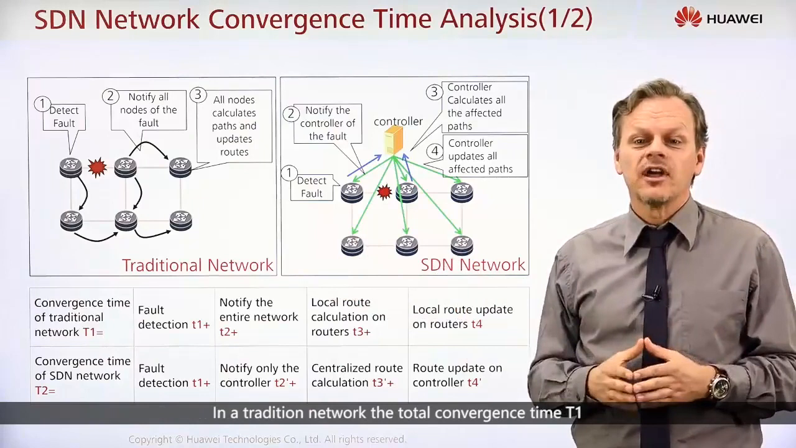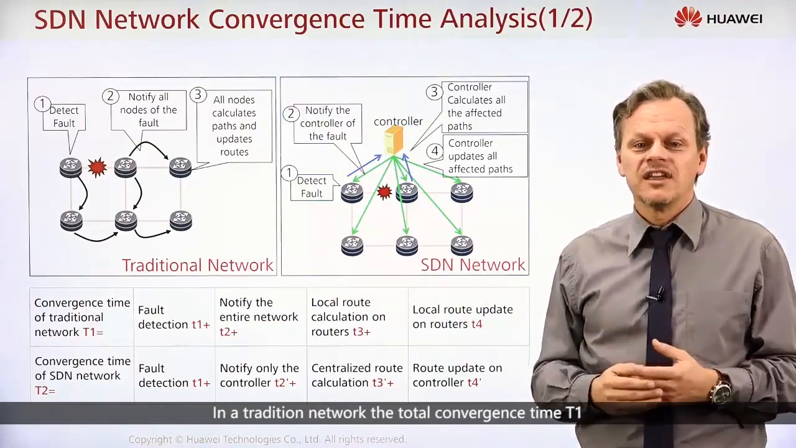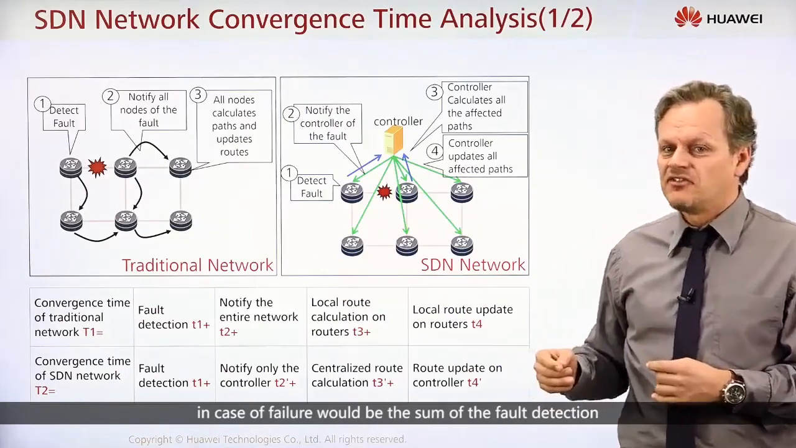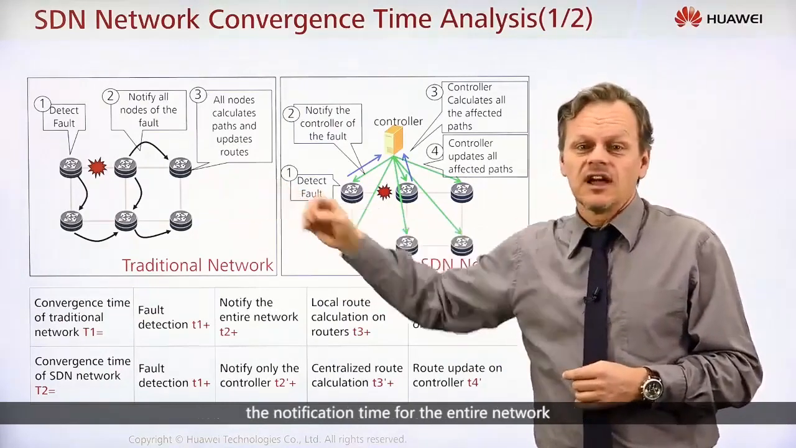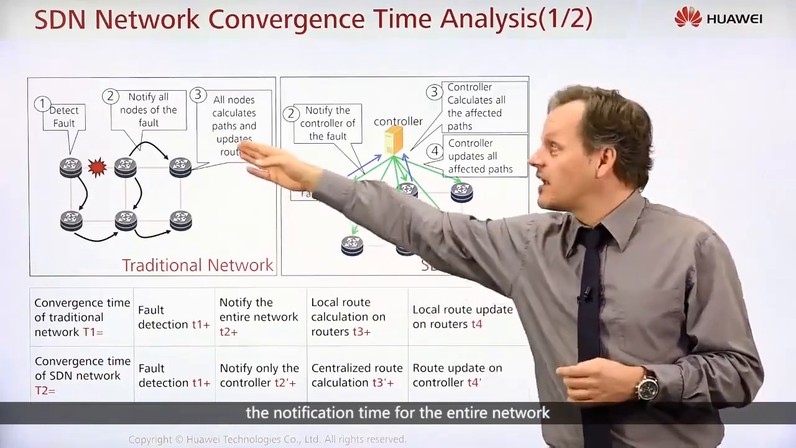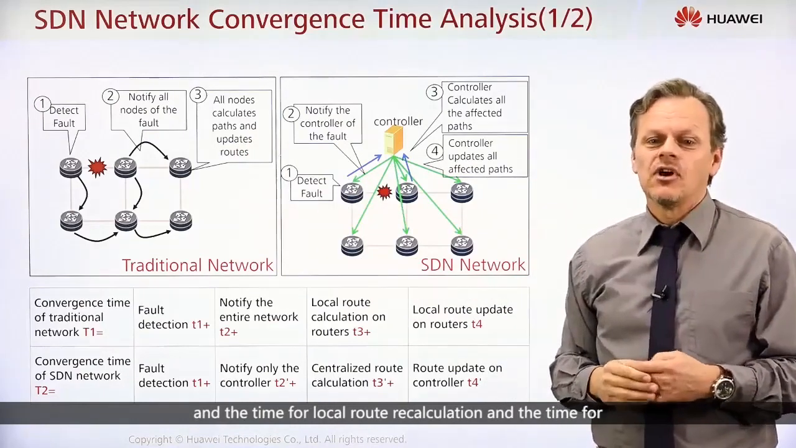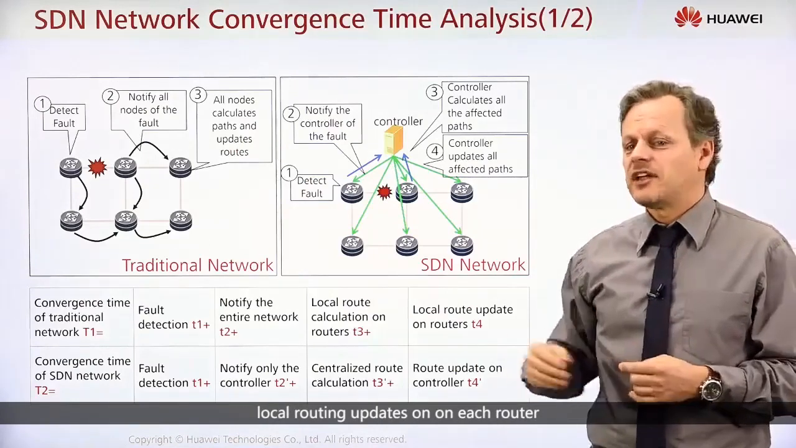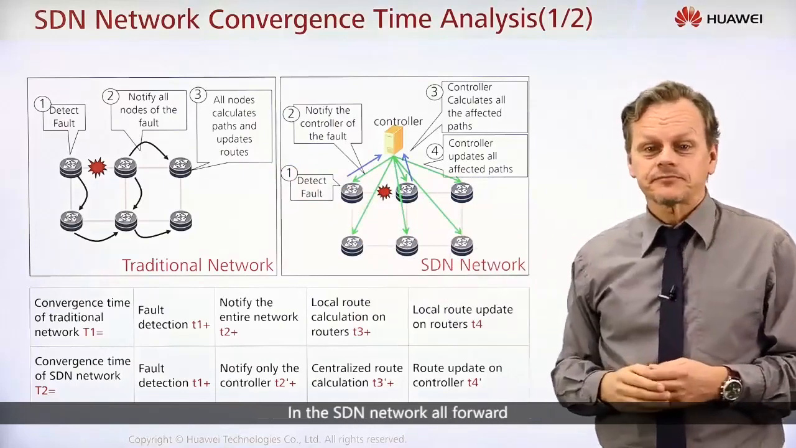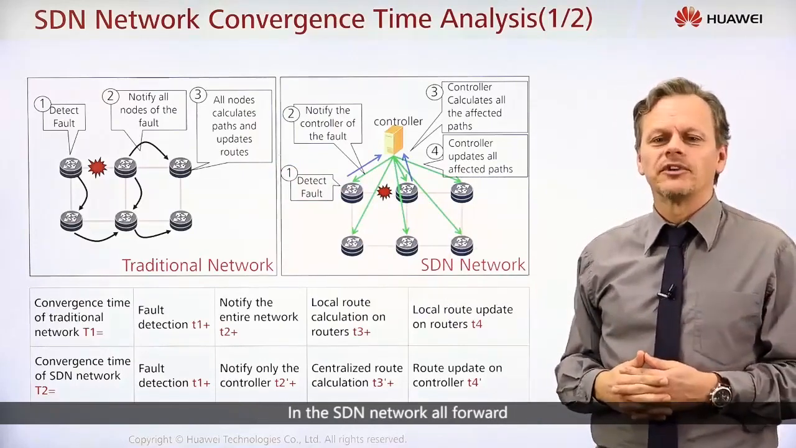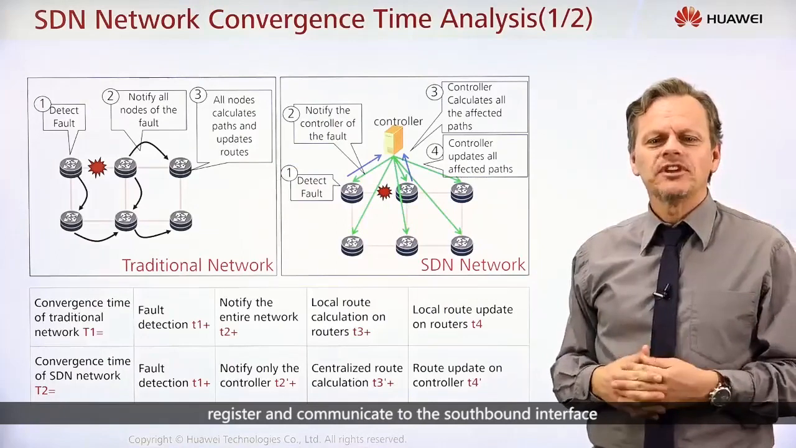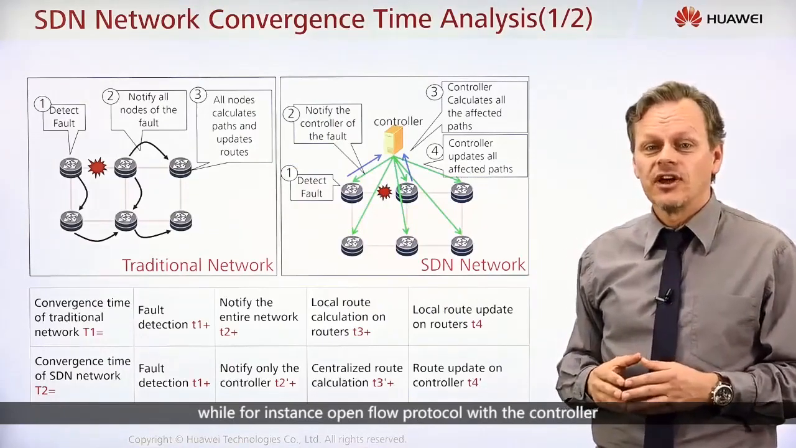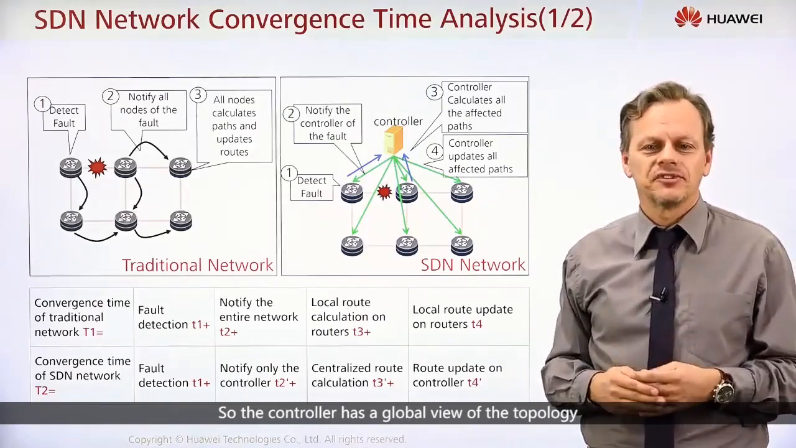In a traditional network, the total convergence time T1 in case of failure would be the sum of the fault detection, the notification time for the entire network, and the time for local route recalculation and the time for local routing updates on each router. In an SDN network, all forwarders register and communicate through the southbound interface via, for instance, OpenFlow Protocol with the controller. So the controller has the global view of the topology.